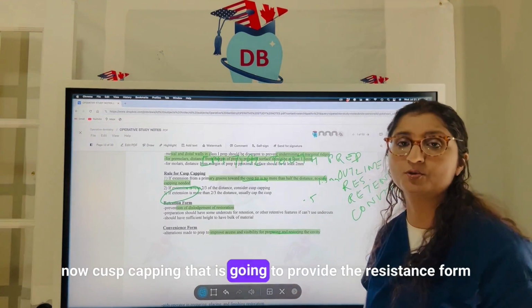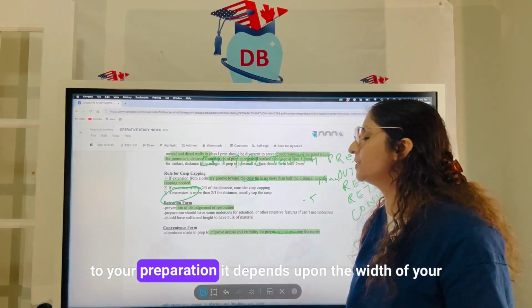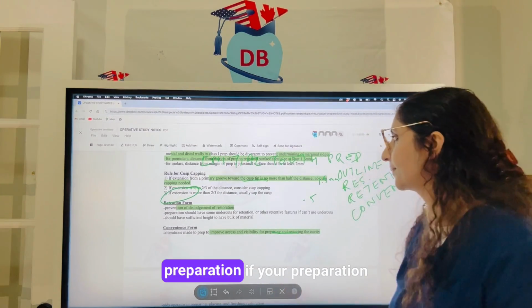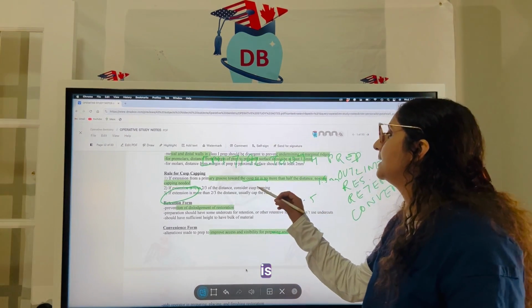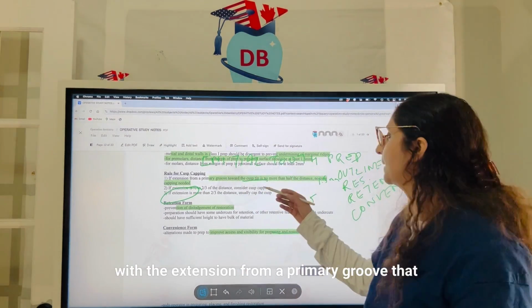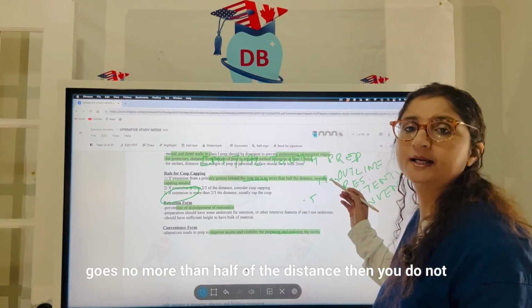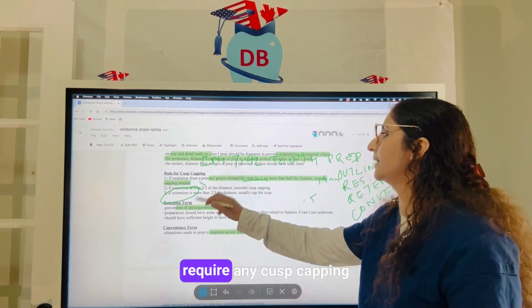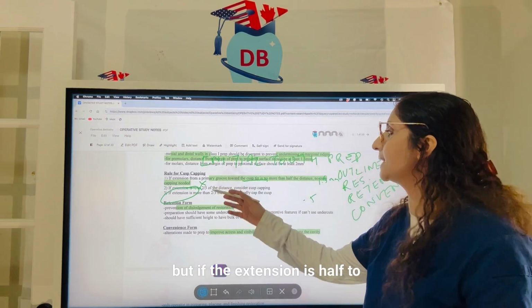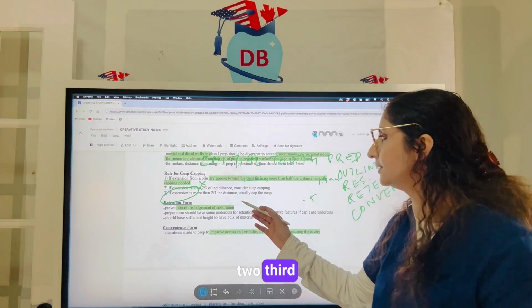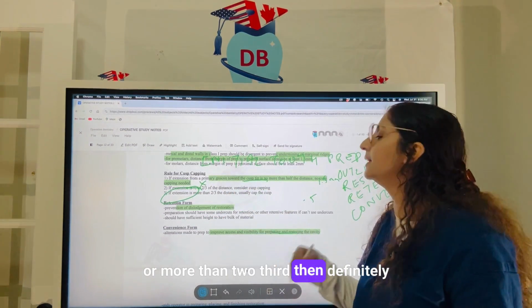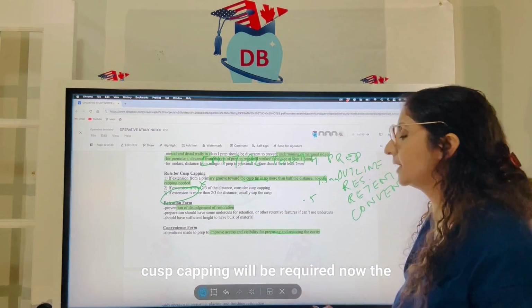Now cusp capping is going to provide the resistance form to your preparation. It depends upon the width of your preparation. If your preparation is with the extension from a primary groove that goes no more than half of the distance, then you don't require any cusp capping. But if the extension is half to 2/3 or more than 2/3, then definitely cusp capping will be required.